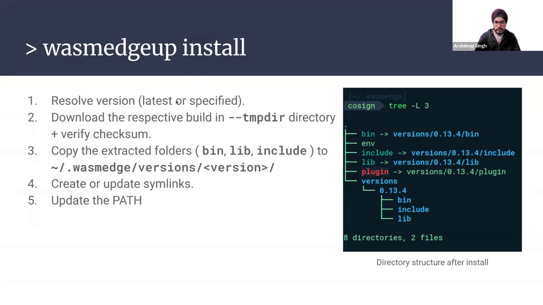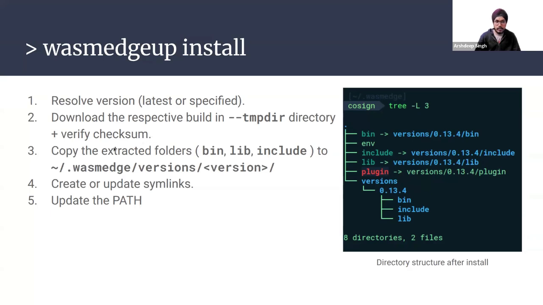We can pass the version as an argument. We can have latest version or we can specify a version which we want to install. So it will resolve the version accordingly and it will download the respective build based on our configuration in the temp directory, which is /tmp by default in Unix systems. And we can override this by the --temp-directory flag. It also downloads a SHA-256 checksum file, which can be used to verify the checksum of the respective downloaded build.